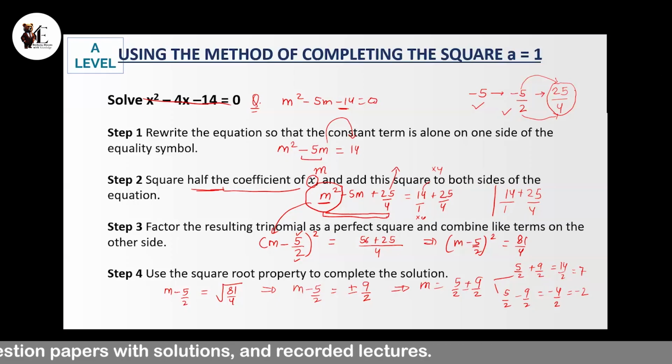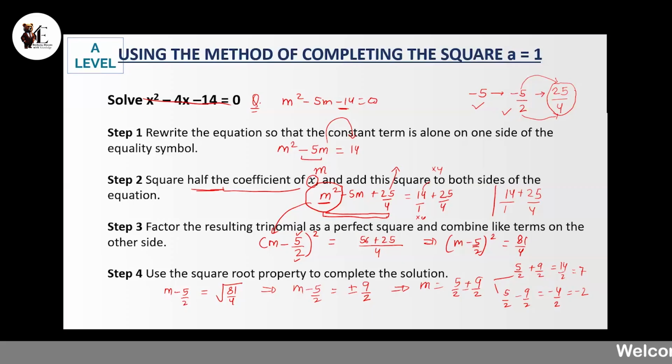And we know that 81 is the square of 9 and 4 is the square of 2. So that is why I have written m minus 5 over 2 is equal to plus minus 9 over 2. And then you have to transpose this negative 5 over 2 to the other side. So this will become positive 5 over 2 plus minus 9 over 2.